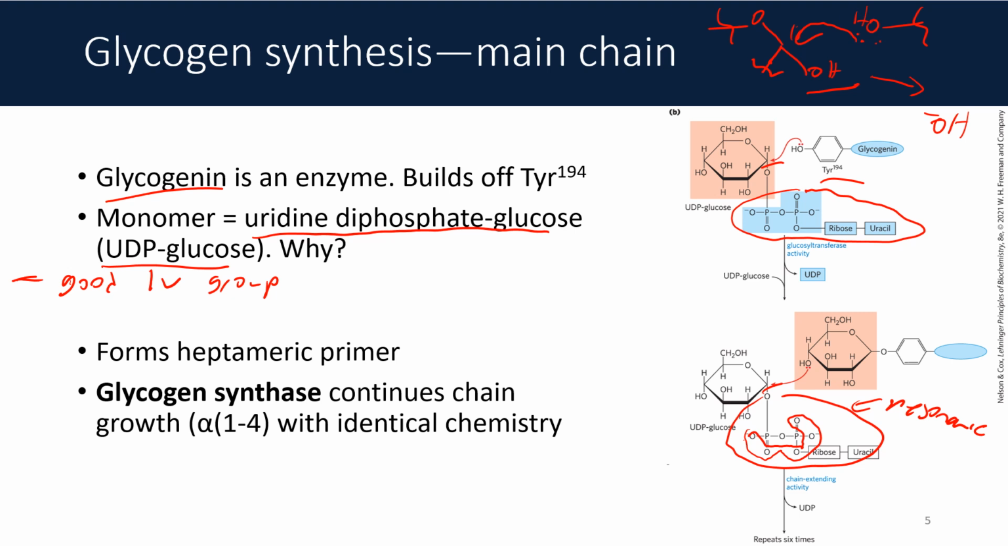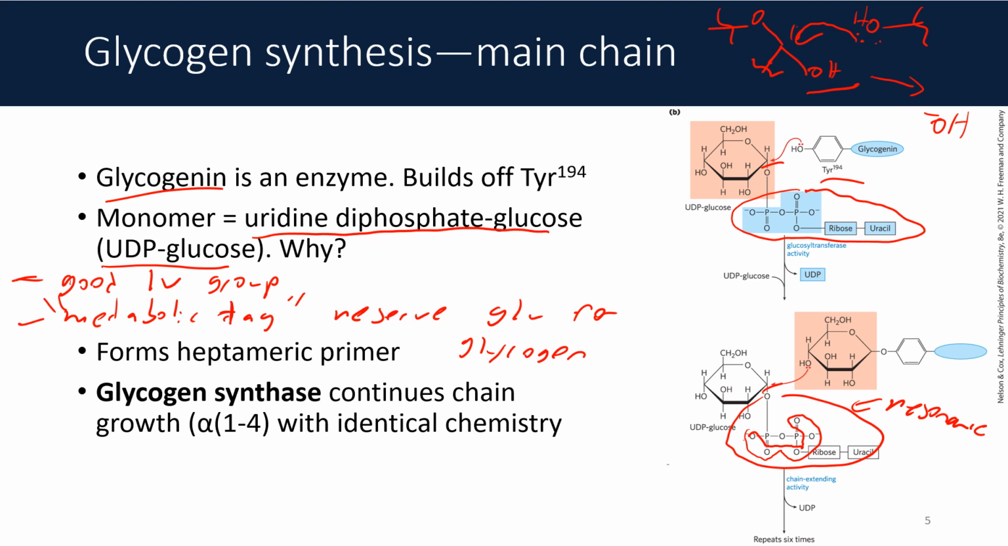Now, what's the second reason why UDP glucose is such a good monomer for glycogen synthesis? It's going to serve as a metabolic tag that will reserve those glucose units for glycogen. So the rest of the cell will be able to recognize when a glucose is bound to UDP, it's going to leave its hands off of it and say, oh, the destiny of that glucose is for glycogen. It's not meant for me. Only glycogen pertinent enzymes can bind and recognize it.